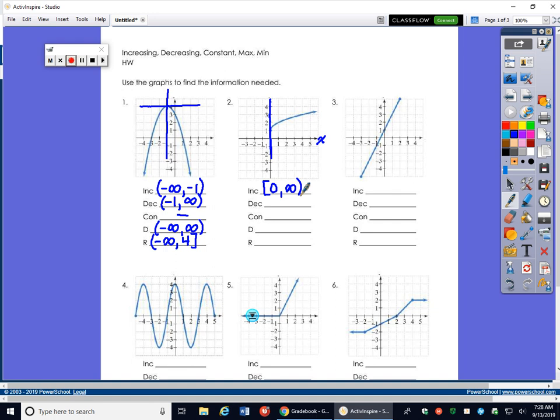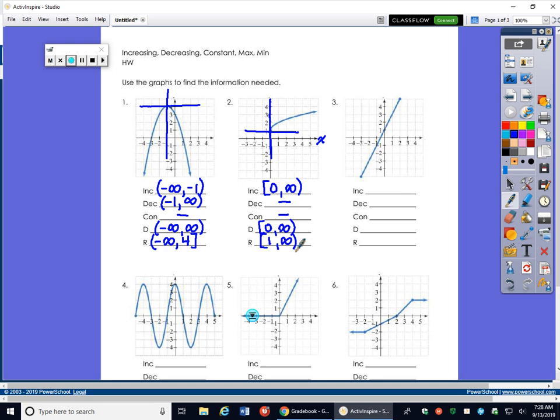Change of directions, when it goes from increasing to decreasing or decreasing back to increasing, is when you're going to use parentheses. There is no place that it's decreasing and no place that it's constant. The domain is from 0 to infinity. In your range, now you're going to use your y value, is from 1 to infinity.